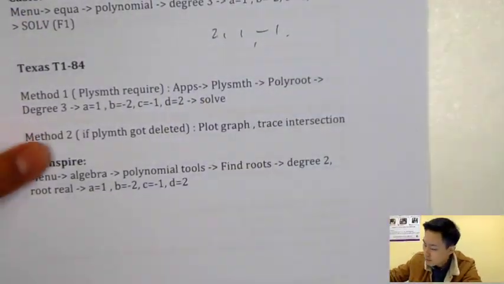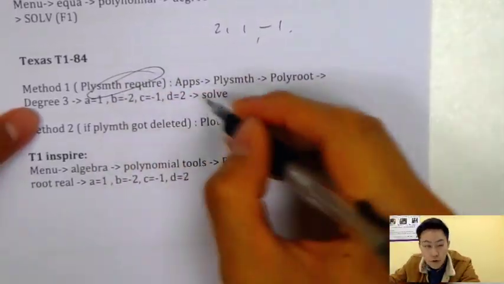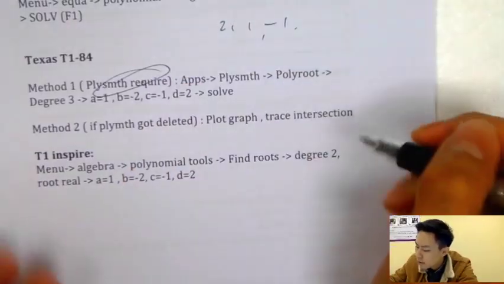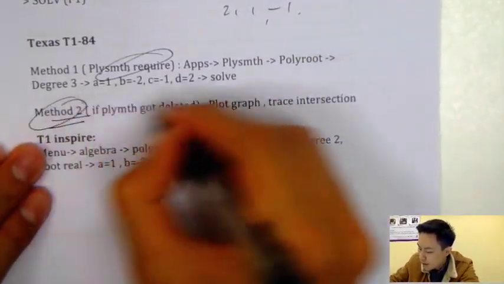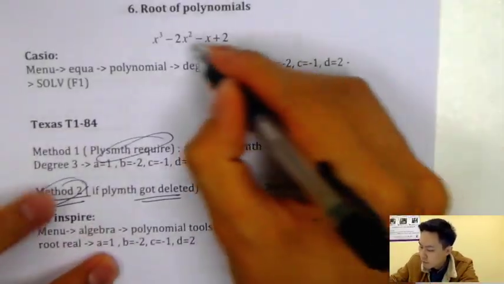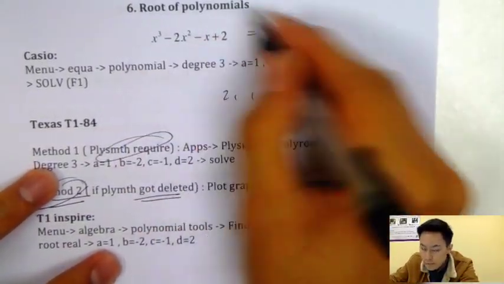Yeah. So for Texas model, you go to Polysmith. But if you don't have the apps for Polysmith, you can go online and download this to your calculator. Okay. Or you can just use the math method 2. You plot the graph and then find an intersection. Okay. So let's say you plot this and then plot 0 and then find an intersection.